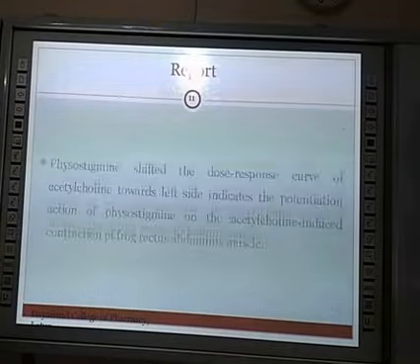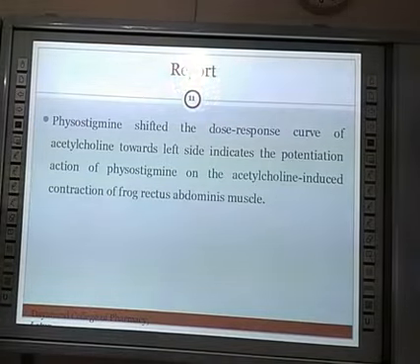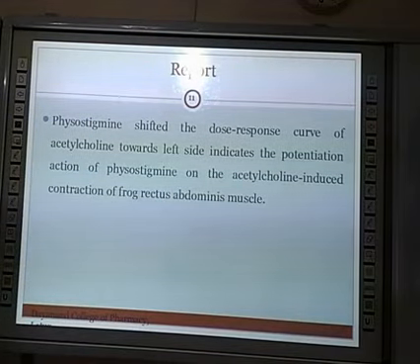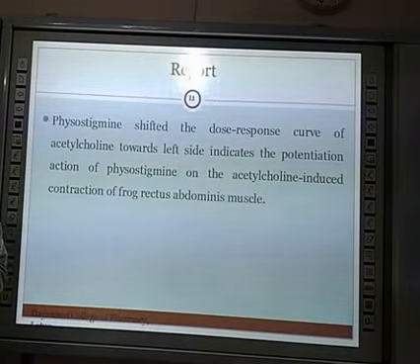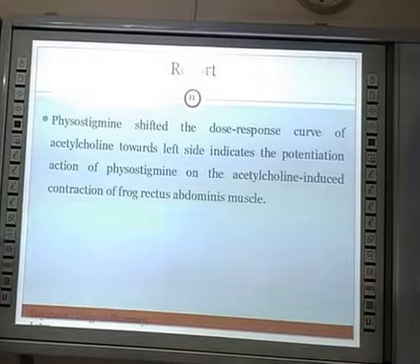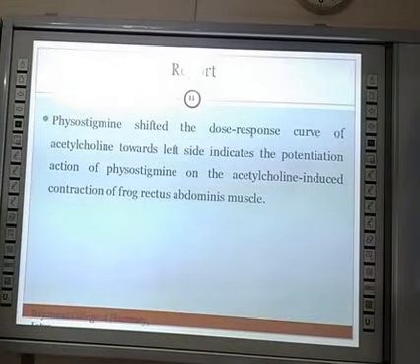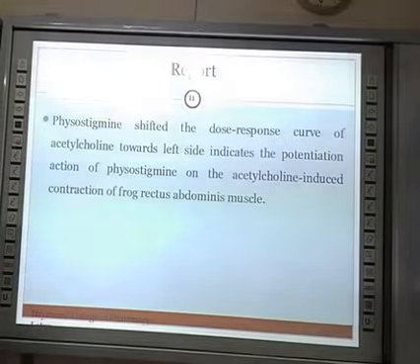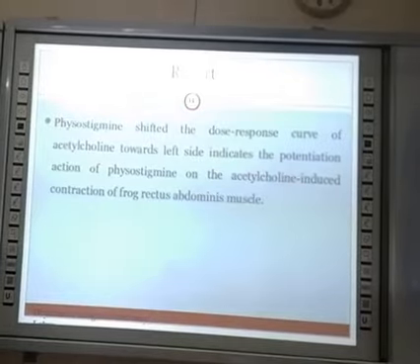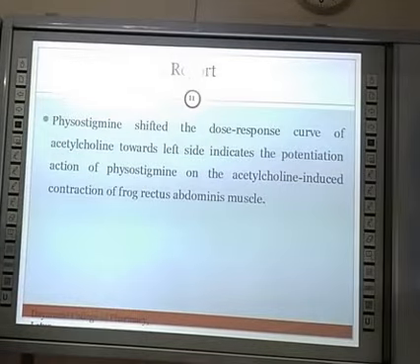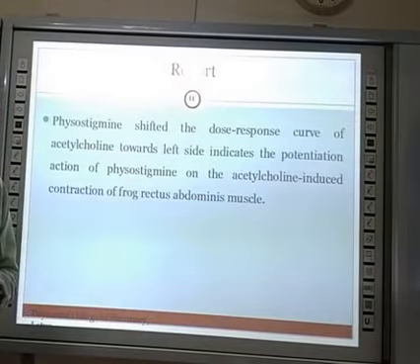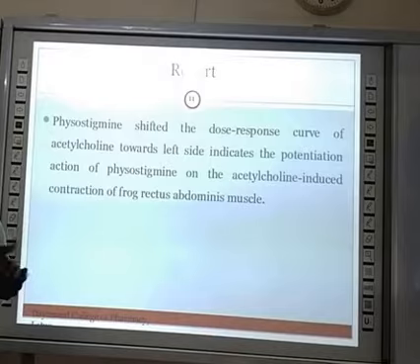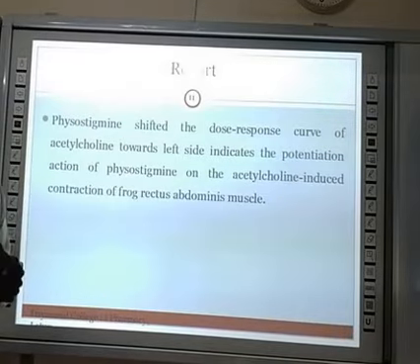Last, the report: physostigmine shifted the dose response curve of acetylcholine towards the left side, indicating the potentiation action of physostigmine on acetylcholine-induced contraction of the rectus abdominis muscle. So this is the report: after addition of physostigmine, the response of acetylcholine is increased.